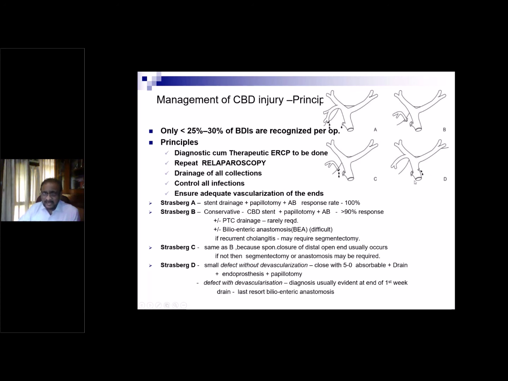Strasberg D is an area which has to be recognized. It's not going to seal by itself. Probably putting a stent may help; if it is a very small nick, it can probably heal by itself. So you can divide this as small depth without devascularization, that means both ends are vascularized. That is basically what you have recognized on the table. Just apply 2 or 3 sutures with a 5-0 absorbable, put in a drain, put in a stent, and it's over. Don't require anything else.